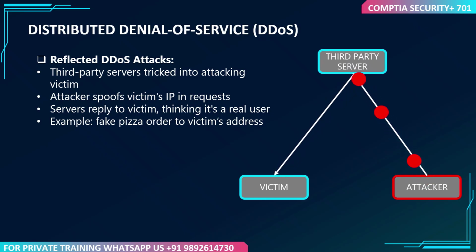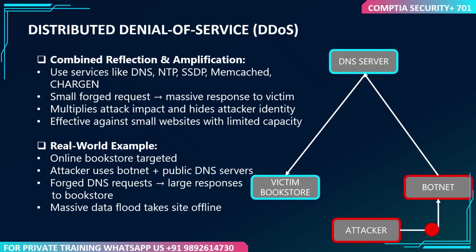They respond like normal, but they send their answers to the victim, not the attacker. And if the attacker chooses the right types of services, the responses can be quite large. This is where reflection and amplification combine. Let's put this into a real-world example.